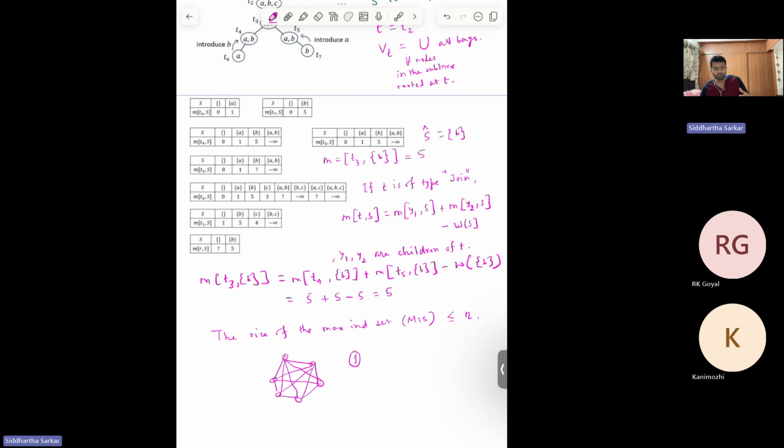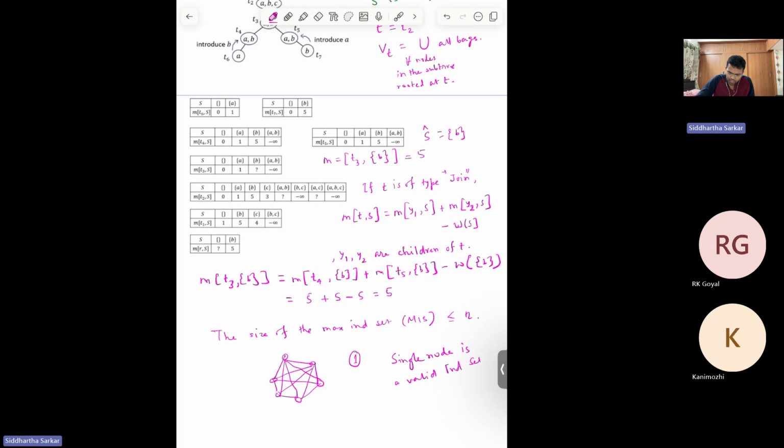So the sparser the graph, the larger the independent set, and the denser the graph, the smaller the independent set. But irrespective of whether the graph is dense or sparse, you can always output a single node, and a single node is a valid independent set.